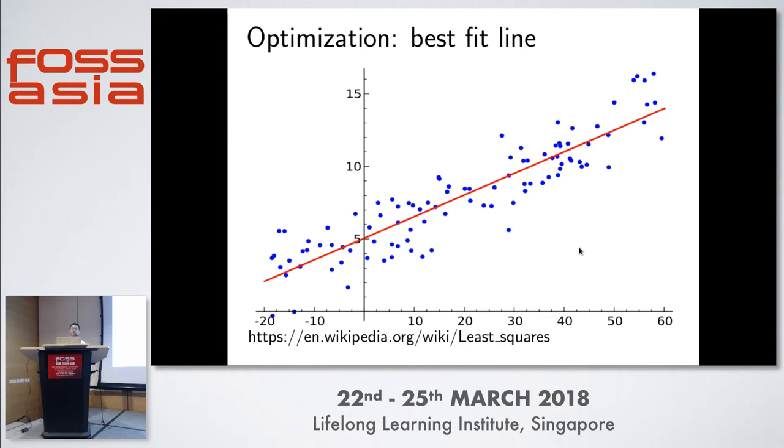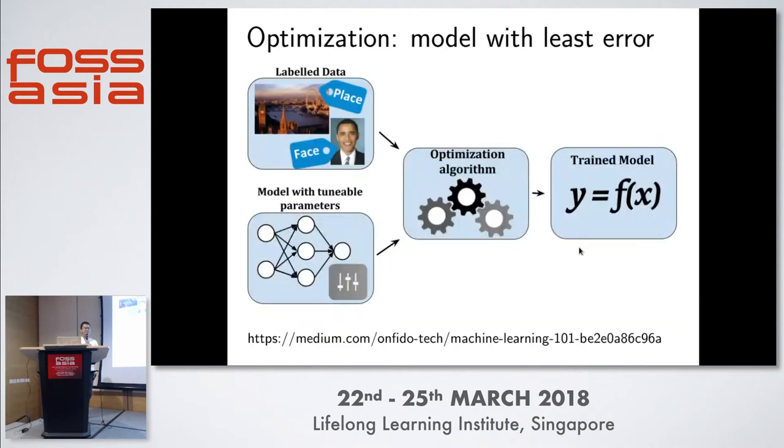And this line is also some kind of model, just a very simple model. It has only two parameters, which is the slope and the intercept. Of course, modern day models have thousands of parameters, but the concept essentially is the same, just scaling up in terms of the number of parameters. Of course, we can no longer do this by hand, we have to do this with an algorithm.